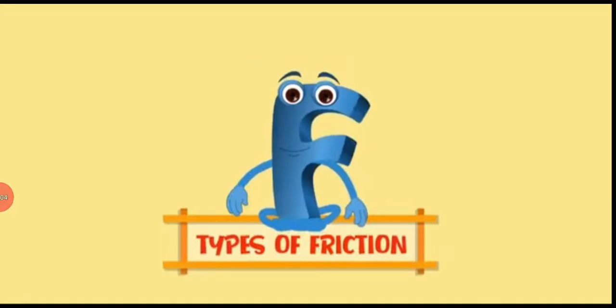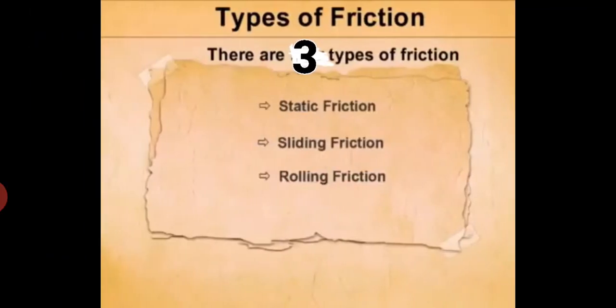Today our topic is types of friction. Frictions are basically three types: static friction, sliding friction and rolling friction. So let's discuss the frictions deeply.